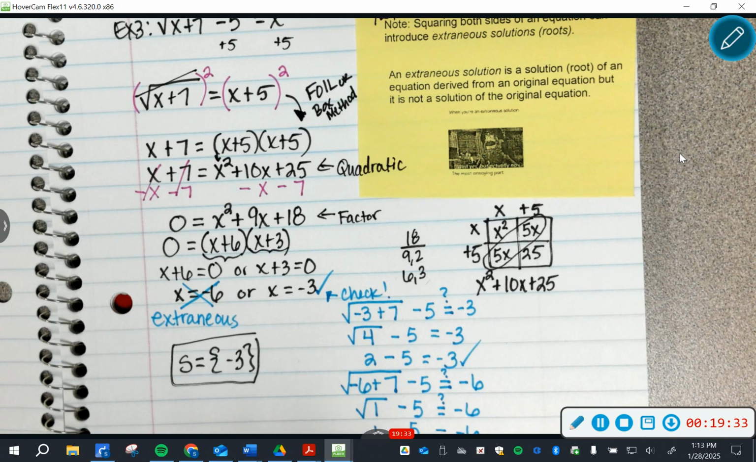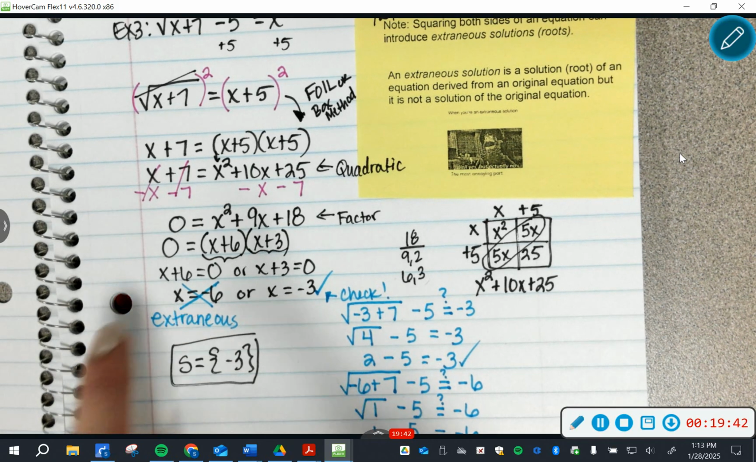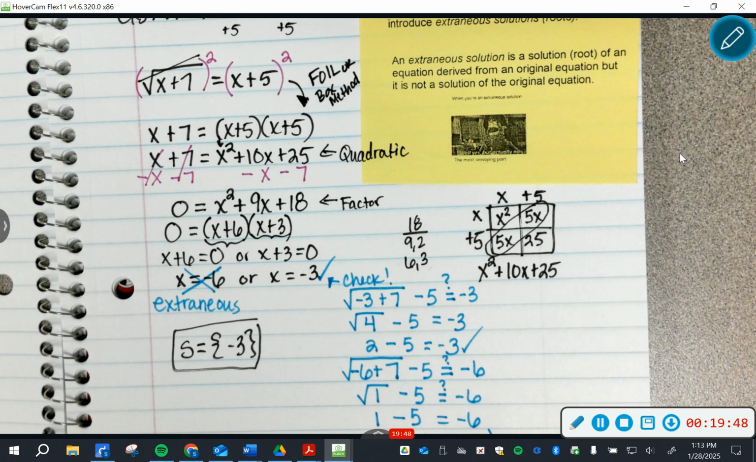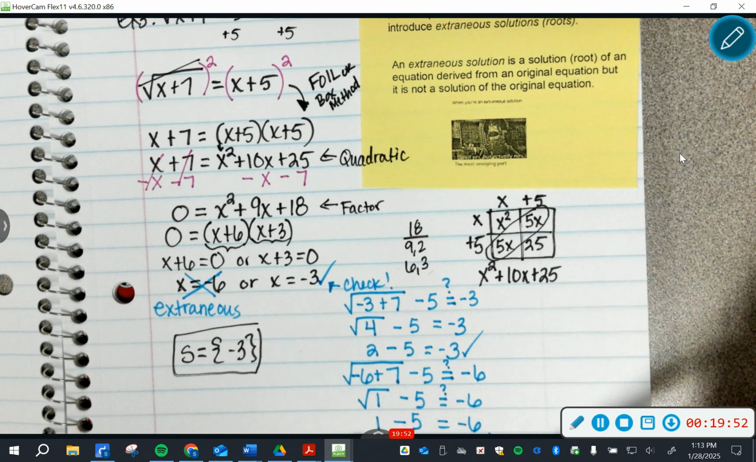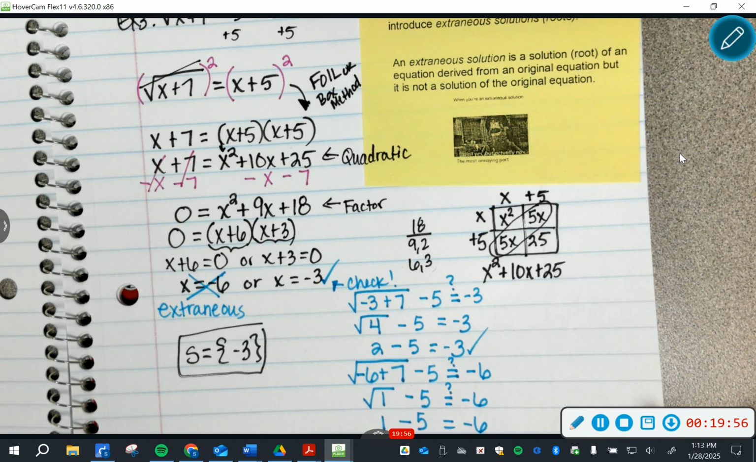Okay? Now, are you always going to get an extraneous solution? No. You could have two good answers. Or you could have two answers and both of them are extraneous. The only way you know is by checking. Okay? Now, on the last example, this I checked by plugging in. I'll check a different way on the next one. Okay?